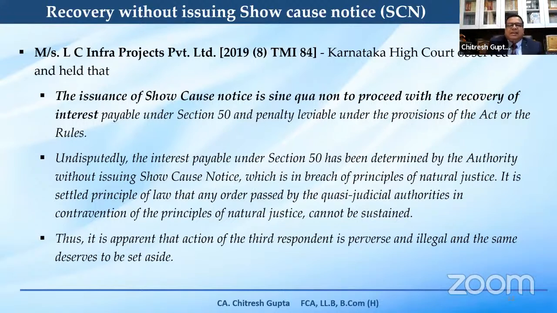So, sir, here the High Court has said that the show cause notice has to be mandatorily issued even if you want to recover the interest under section 50. And the court held that undisputedly the interest payable under section 50 has been determined by the authority without issuing show cause notice. So in this case, what has happened? The interest has been determined by the authority without issuing the show cause notice, which is in breach of principle of natural justice. It is a settled principle of law that any order passed by the quasi-judicial authorities in contravention of the principle of natural justice cannot be sustained. Thus, it is apparent that the action of the third respondent is perverse and illegal, and the same deserves to be set aside.